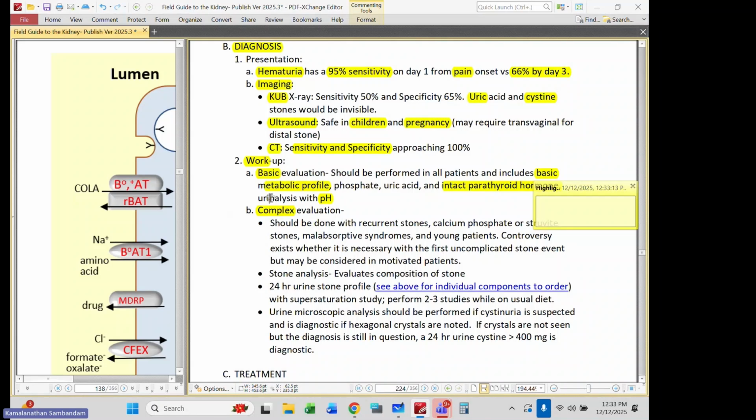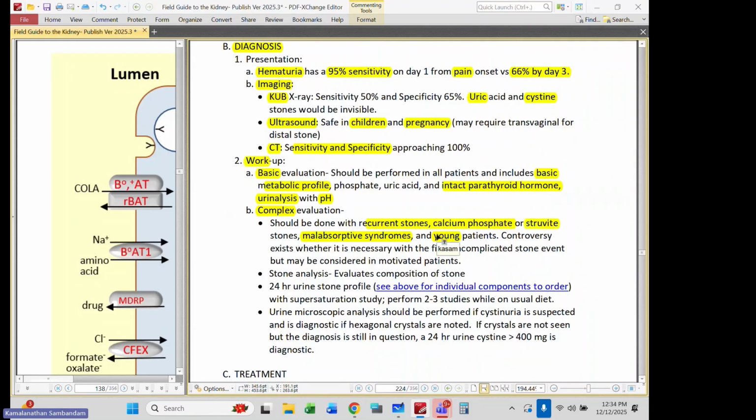The more complex evaluation, that is with 24-hour urine stone analysis, should certainly be done for the patient who has recurrent stones. If you have a calcium phosphate stone, and if you have other malabsorptive syndromes, young patients who present with kidney stones, those are individuals where doing a more thorough workup with a 24-hour urine would make sense. Okay. I've included struvite stones.